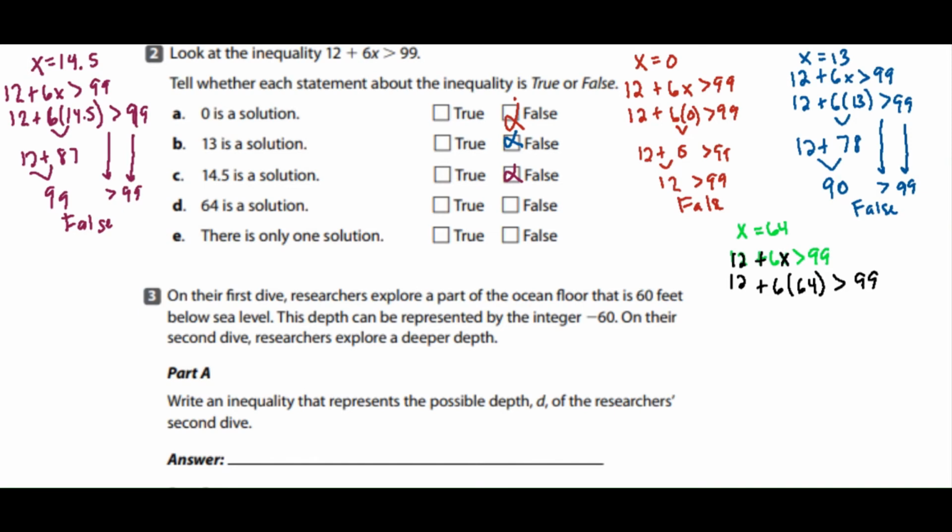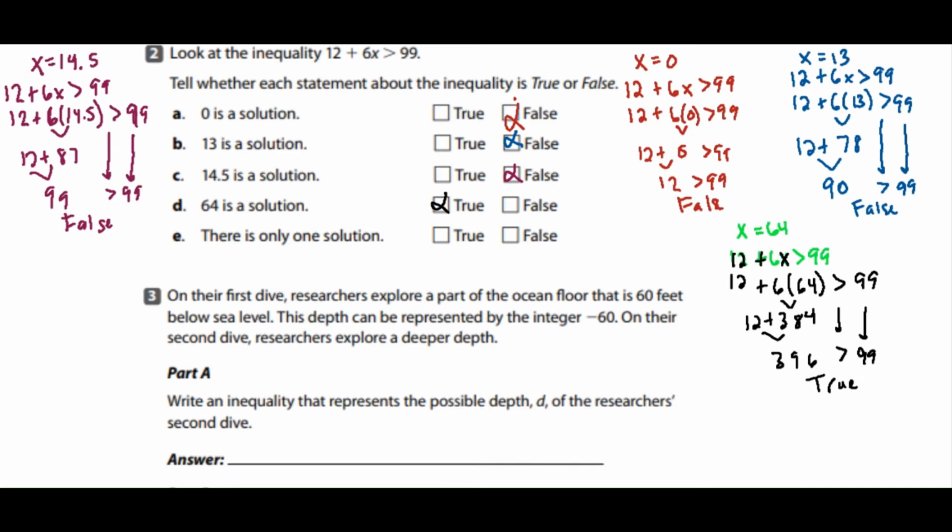Now I want to evaluate. 6 times 64 is 384. Then I'm going to add 12 to that. See, it's already greater than 99. And then I'm going to get 396. Then I bring my inequality straight down, bring my 99 straight down. 396 is greater than 99. That is true, which means that 64 is a solution.